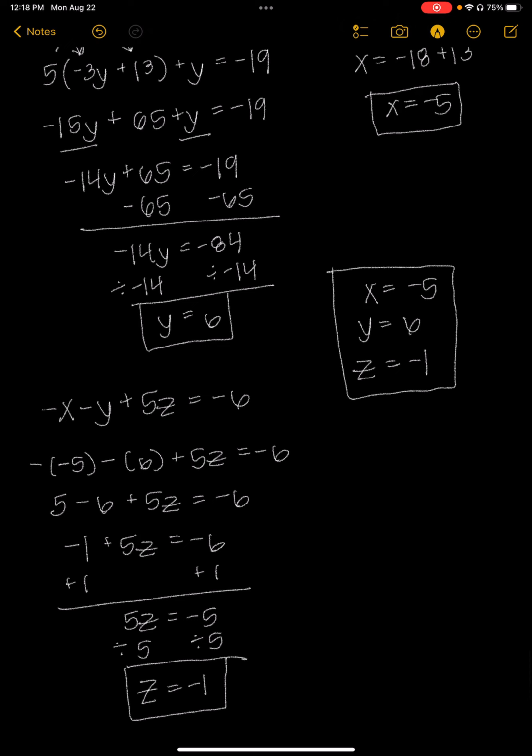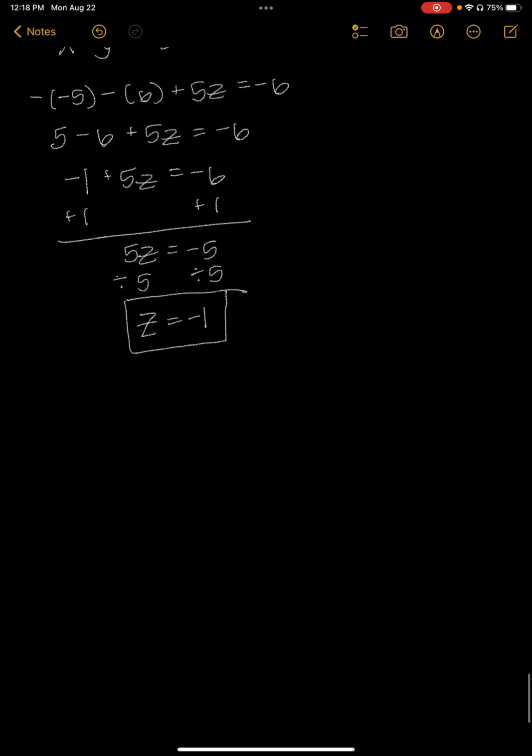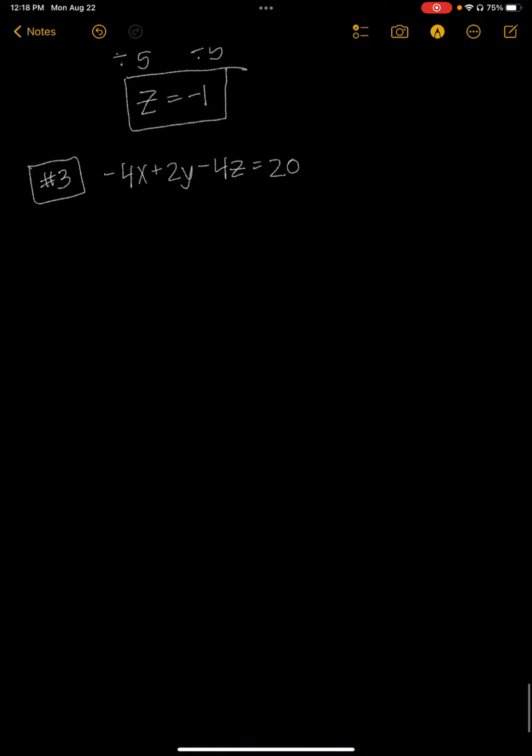There we have it. So those two examples went over how to solve by substitution. Now we're going to look at some examples that talk about how to solve by elimination. So the third example is negative 4x plus 2y minus 4z equals 20, negative 4x plus y plus 3z equals negative 6, and 4x minus 2y minus 3z equals 8.